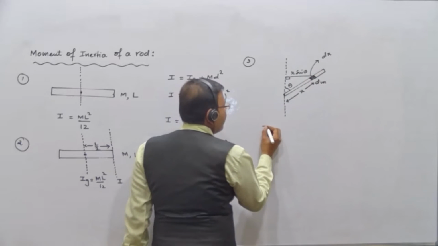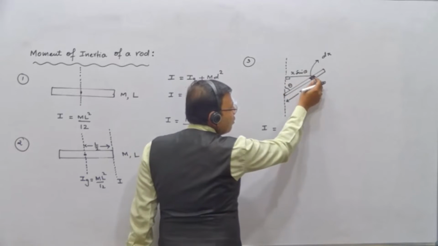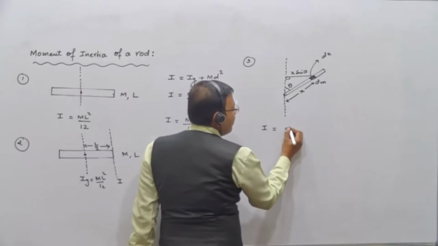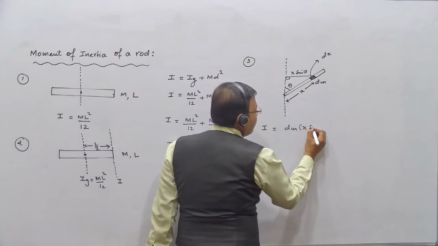Now coming to the definition of moment of inertia. The moment of inertia only for this element is mass, that is dm, into the perpendicular distance x sin theta.